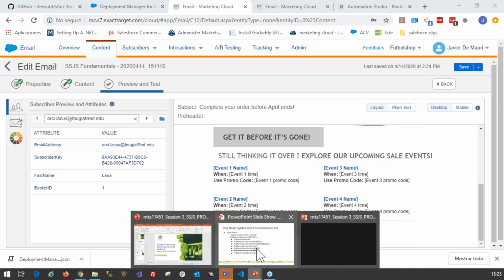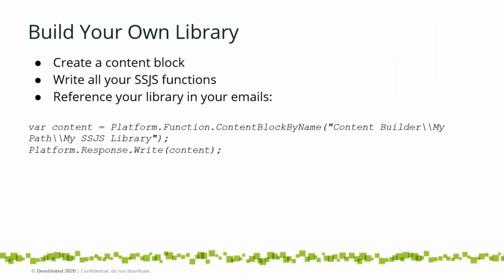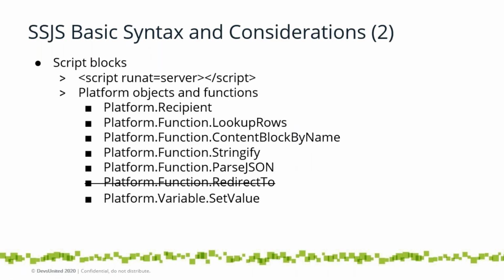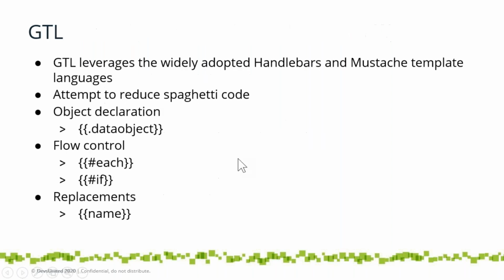So before that, let me go back to my presentation. So we've seen this, like how you build your own library. So you create a content block, you put your JavaScript functions in there, and then you reference that library in your emails. You just fetch that content block by name. We've seen some of these functions. We're going to see now stringify and parse JSON functions in a minute.